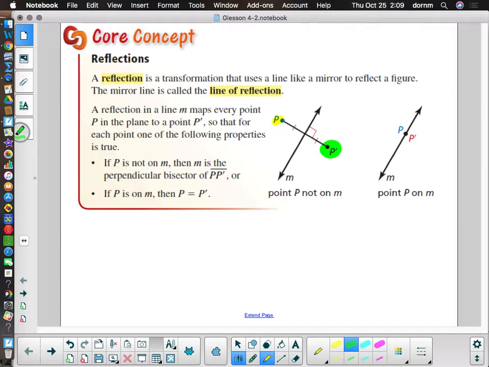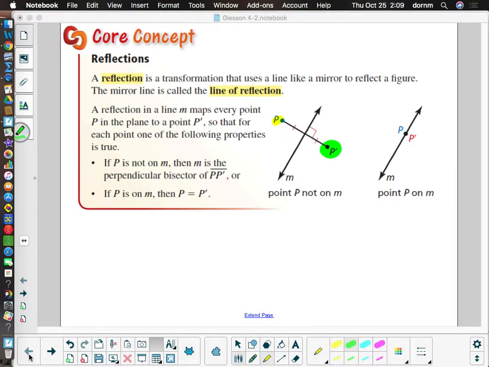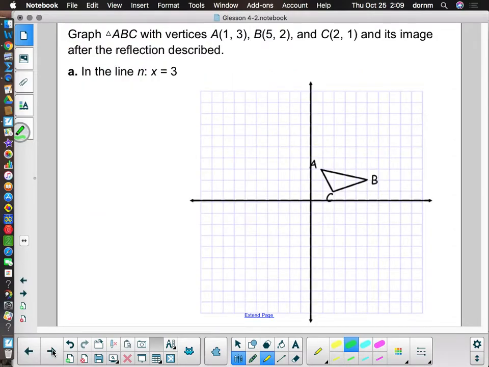If a point happens to be on the line of reflection, it doesn't go anywhere. It stays right where it's at. So PP prime is always right there. In fact, line M, like I said, not only is perpendicular, it's a perpendicular bisector of the segment PP prime. So the distance from P to the line of reflection equals the distance from P prime to the line of reflection. Pretty clear. All right, that's our big idea.